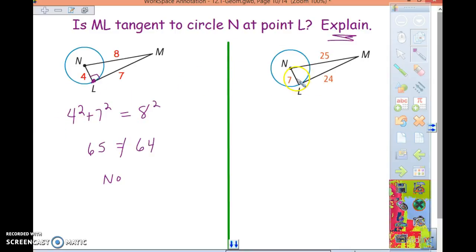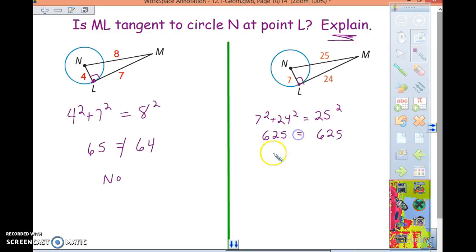The second example, again, here would be the point of tangency. If it forms a right angle, then it is a tangent. So my legs are 7 and 24. Double checking if that equals 25 squared. For 625, adding that on the calculator, and that is 625. So yes, this is a point of tangency. The reasoning: because the Pythagorean theorem is fulfilled, which makes the point of tangency a right angle.